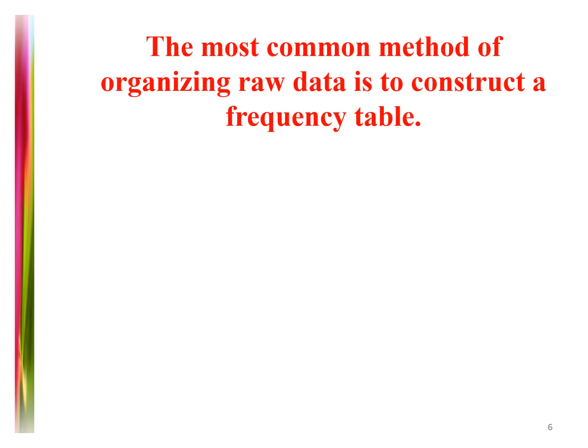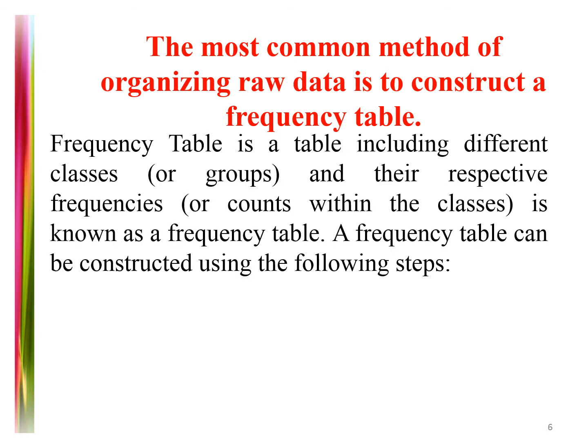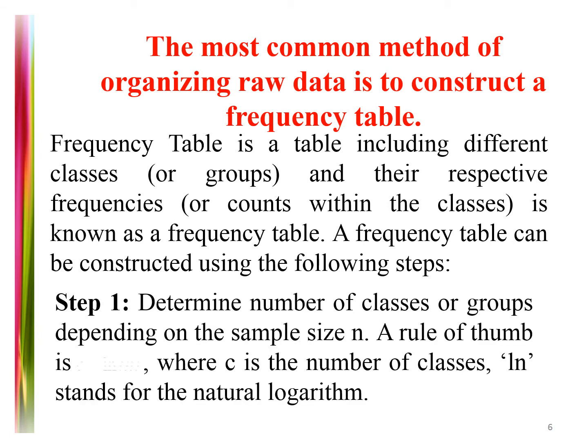The most common method of organizing raw data is to construct a frequency table. A frequency table is a table including different classes or groups and their respective frequencies. That means we count, within each class, how many observations, or how many players' weights, fall within that class. A frequency table can be constructed using the following standard steps.